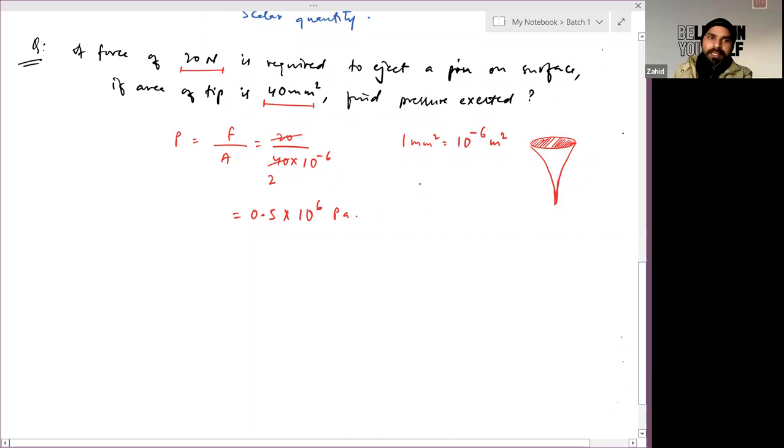Now we have to basically calculate the pressure exerted by fluid. So let me define pressure due to a column of liquid, which is also called gauge pressure, represented by PG.